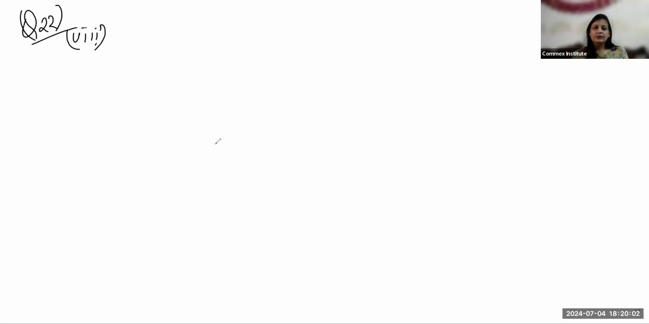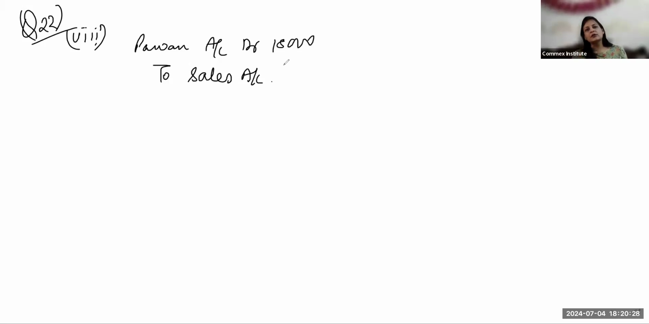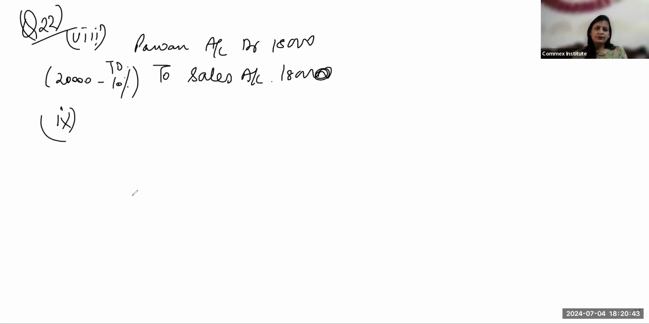Yes, whose turn was it? Okay, Rehan, would you try? Pawan account debit 18,000 to sales account 18,000. Good. So that is Pawan account debit. It is a credit transaction to sales account, and the amount would be 18,000 and 18,000. That is 20,000 minus 10% trade discount, which is not shown in the books. So moving on to the 9th transaction.